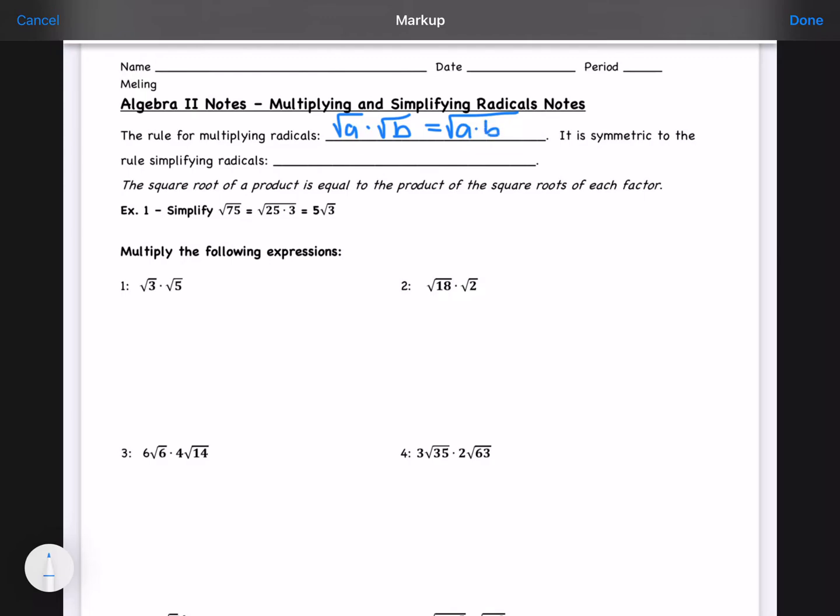This is symmetric to the rule for simplifying radicals. If you have the square root of a times b, that is the square root of a times the square root of b. So you just have to remember the square root of a product is equal to the product of the square roots of each factor. So if you see, we had square root of 75 breaks down to 25 times 3, which is 5 square roots of 3. So we're going to go through 6 examples. This should be pretty quick.